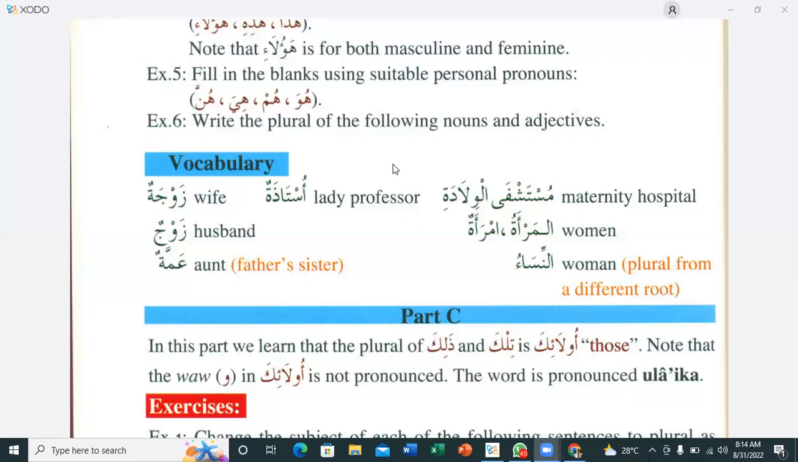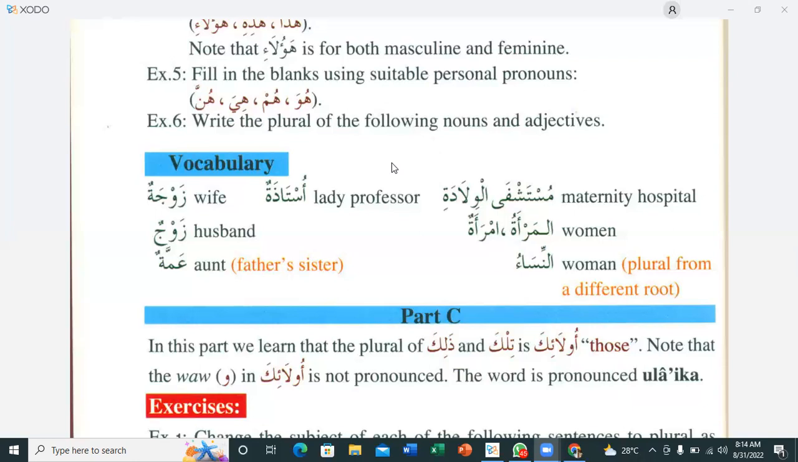Nisa is the plural of that. Imra'atun is woman. Wife in Arabic? Women. Imra'atun is woman. Annisa, women, plural of woman. Can you hear me clearly? Yes. So I asked, how do you say wife in Arabic, to write in Arabic.